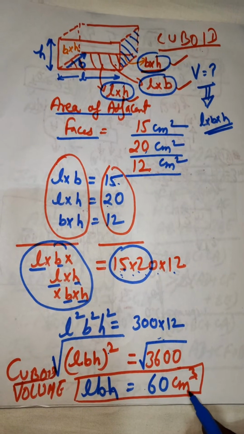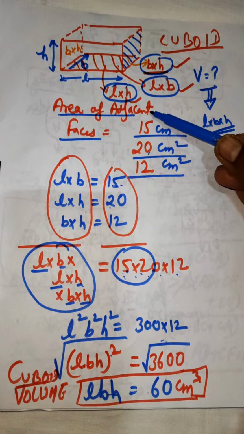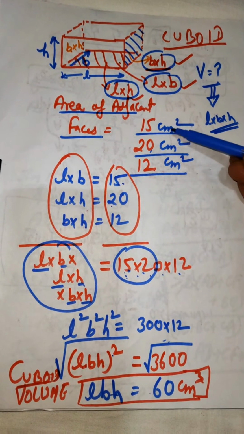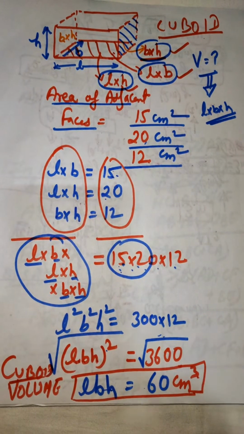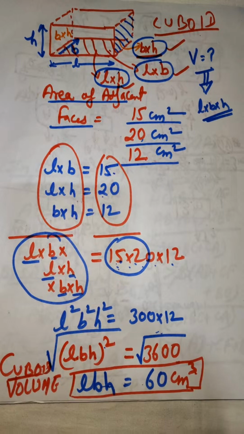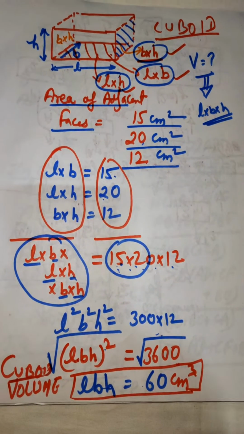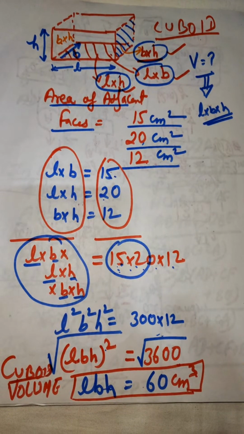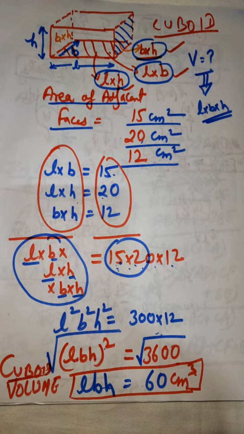cuboid which we have derived when the data given in the question is the area of the three adjacent faces, right? So students, I want to interact whether it is understandable to you or you still have some query. You are most welcome to put your doubts into the chat.